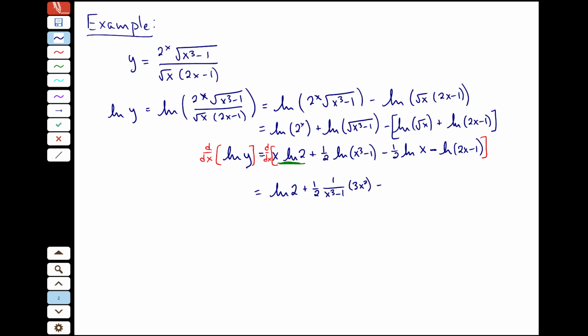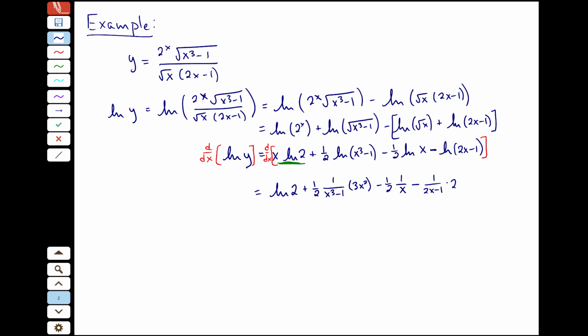In my next term, I have this 1/2, and then the derivative of the natural log of x is just 1 over x. And in my last term, I have 1 over 2x minus 1, and then the chain rule gives me an extra 2. So that's the right-hand side.